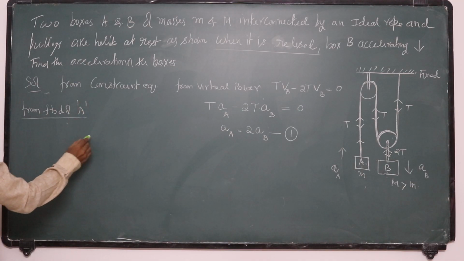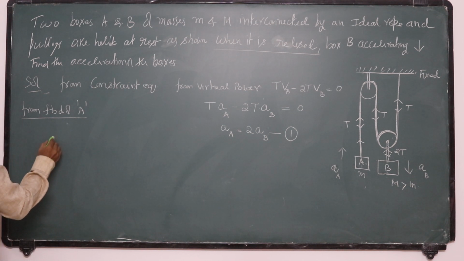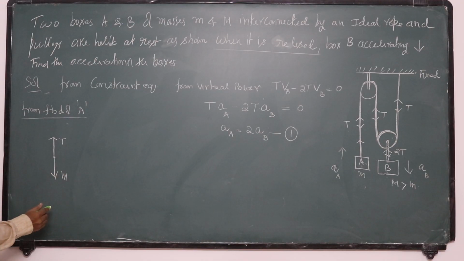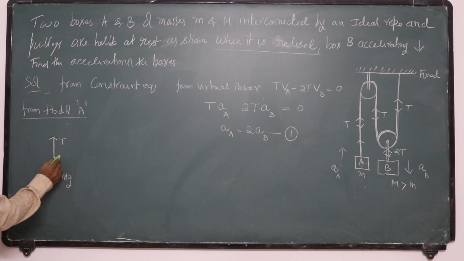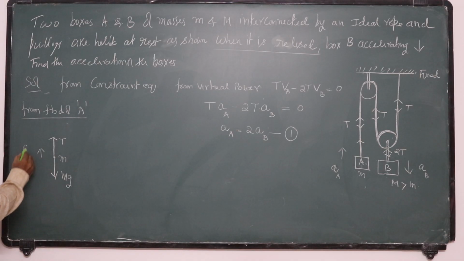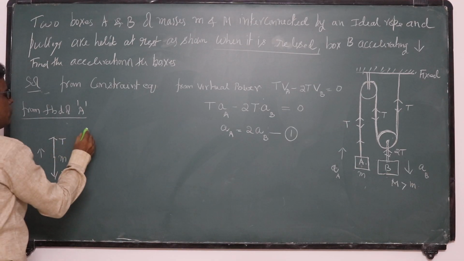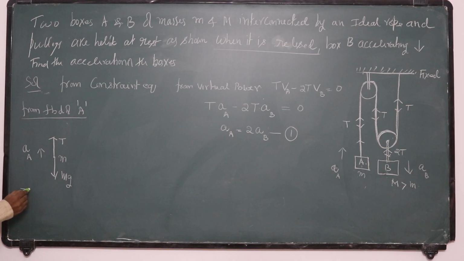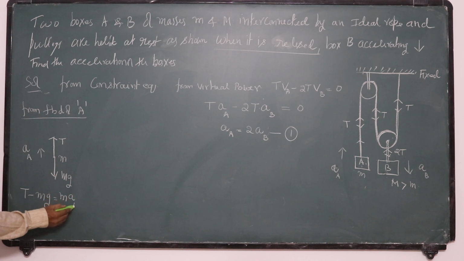So what you will get, the FBD of A: T is acting up, its weight mg is acting down, the mass of A is small m, and it is moving up with acceleration of A. So from Newton's second law, we have T minus mg is equal to m into acceleration of A. You call it equation 2.